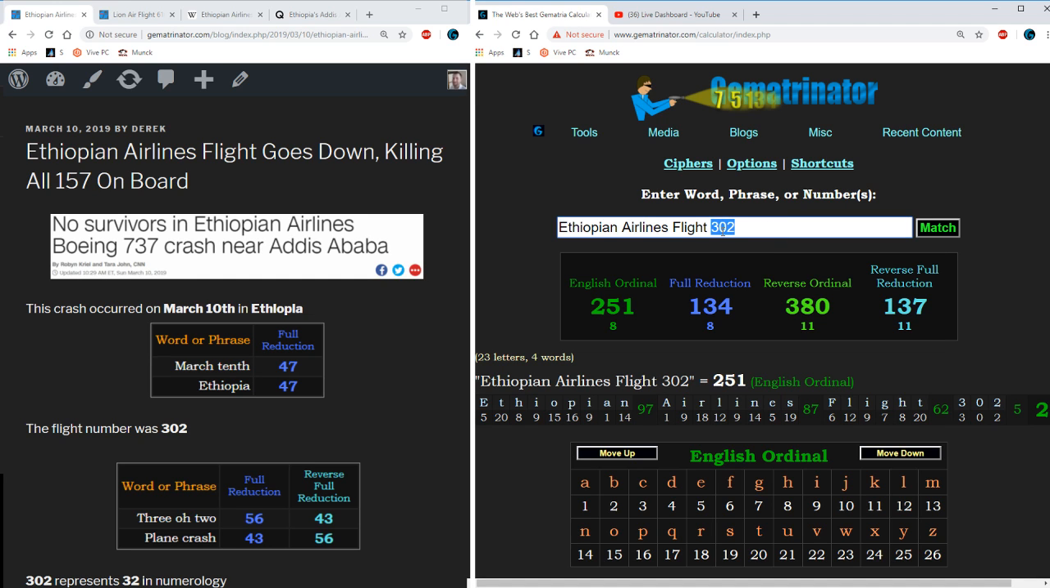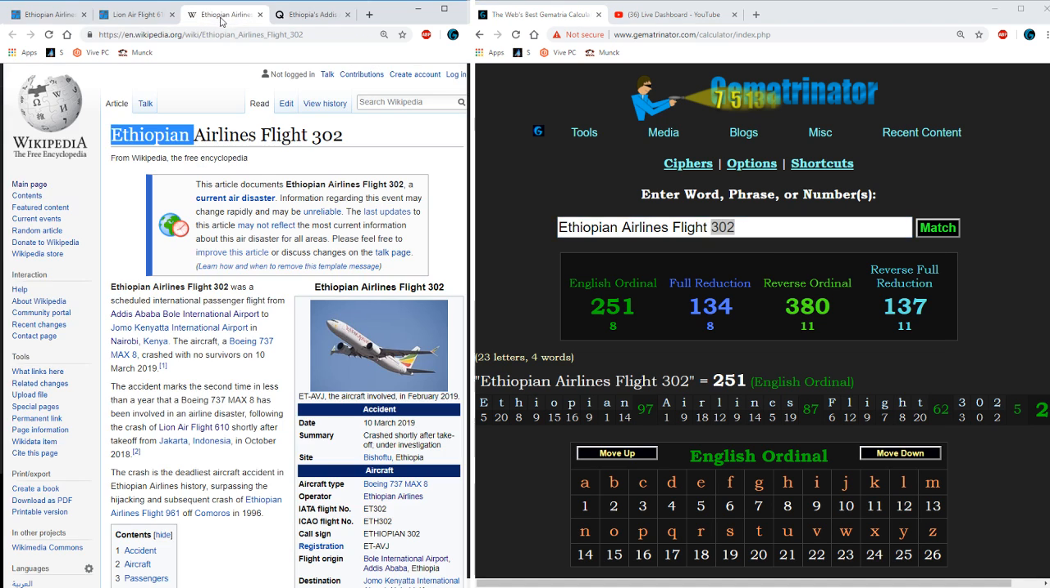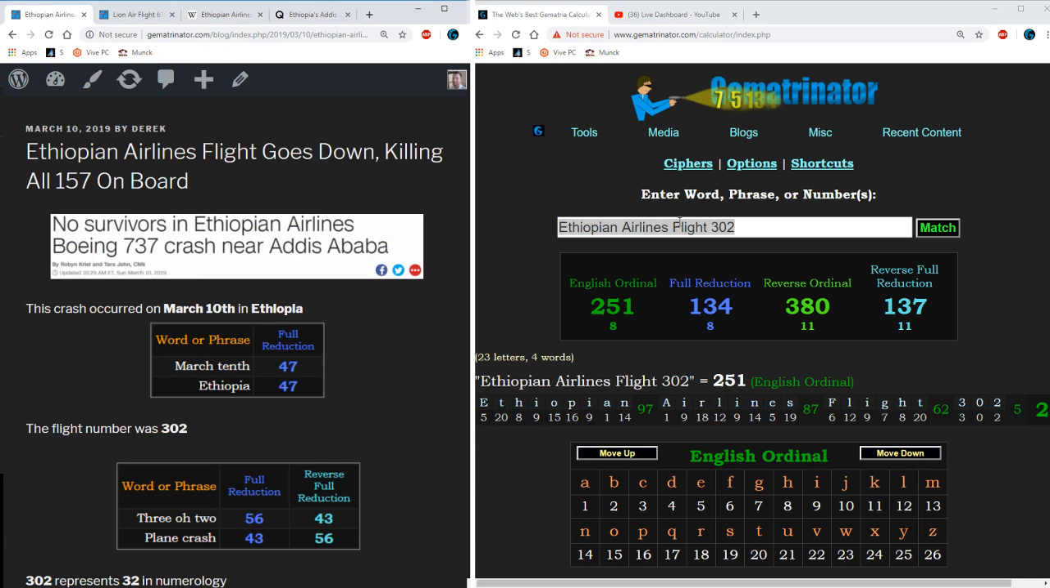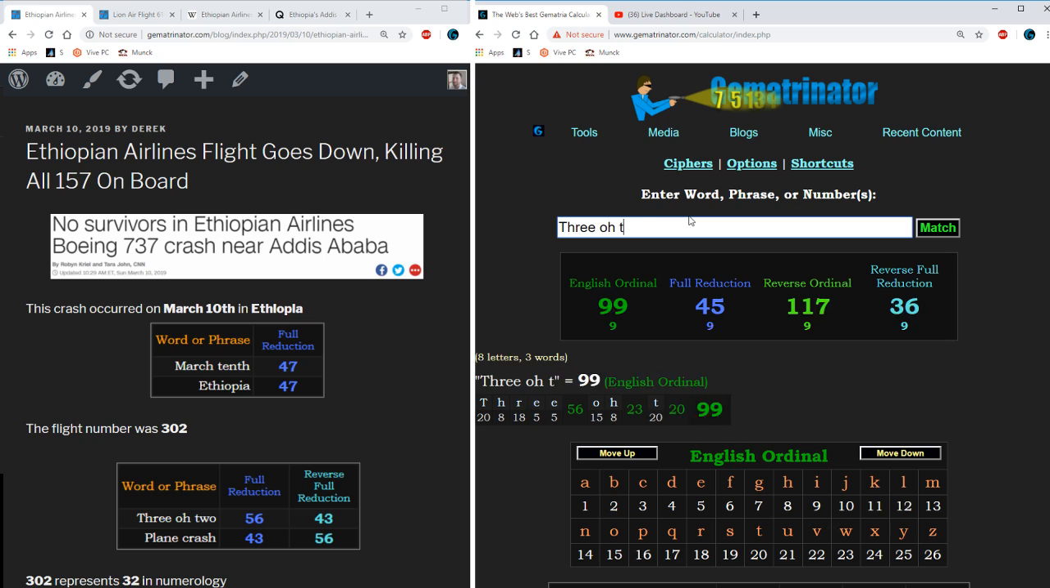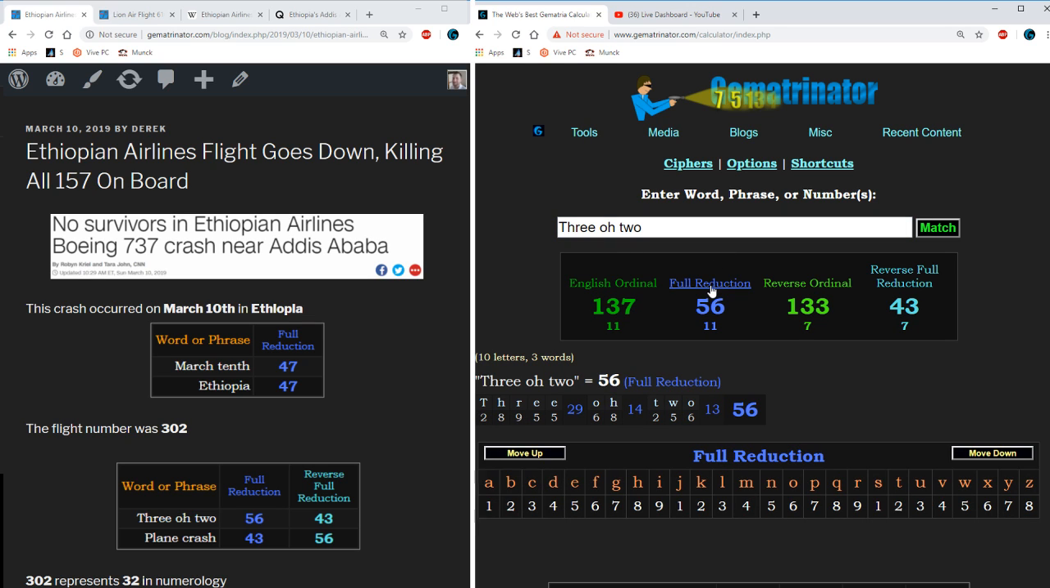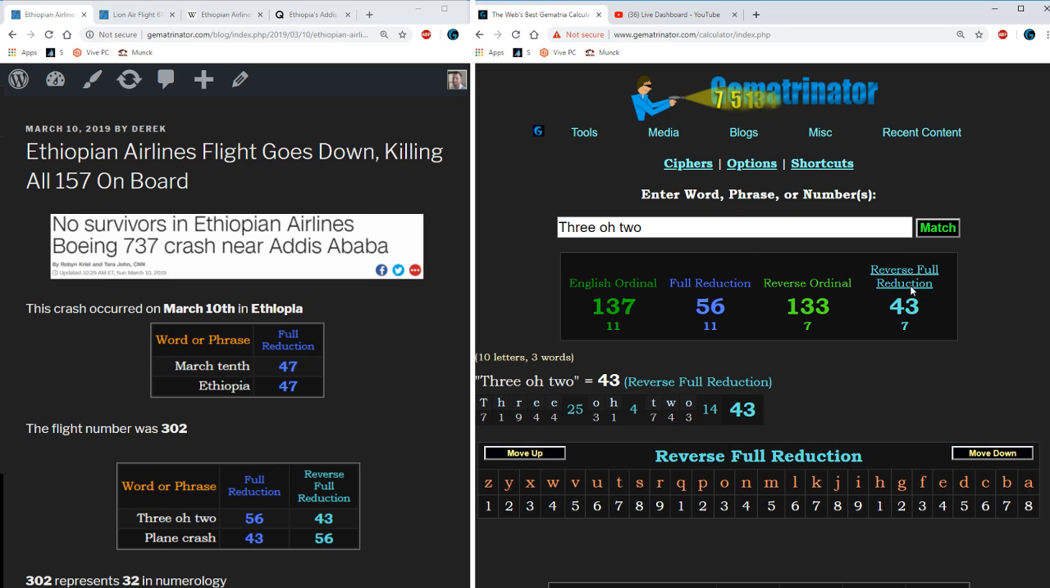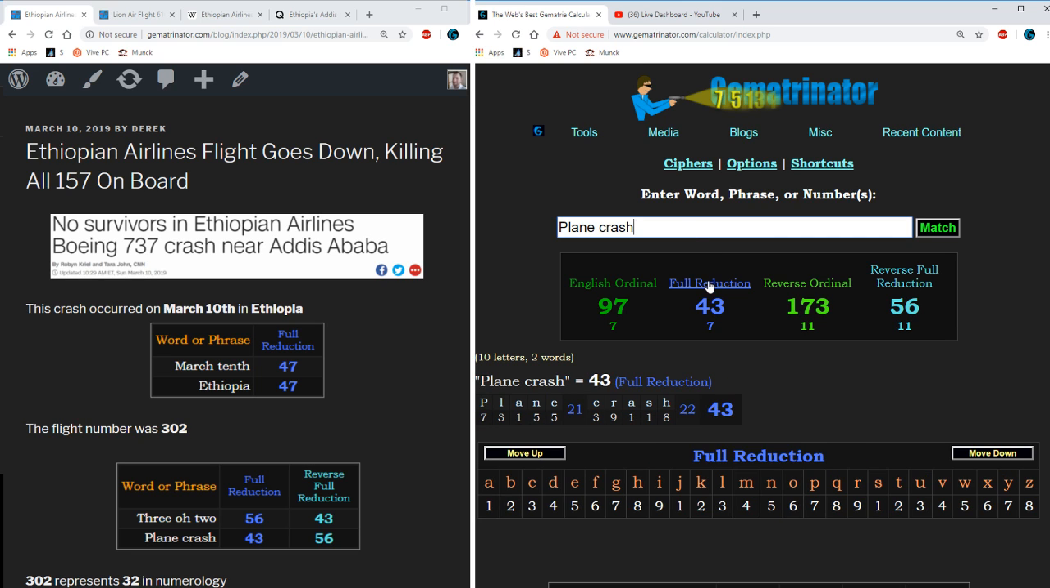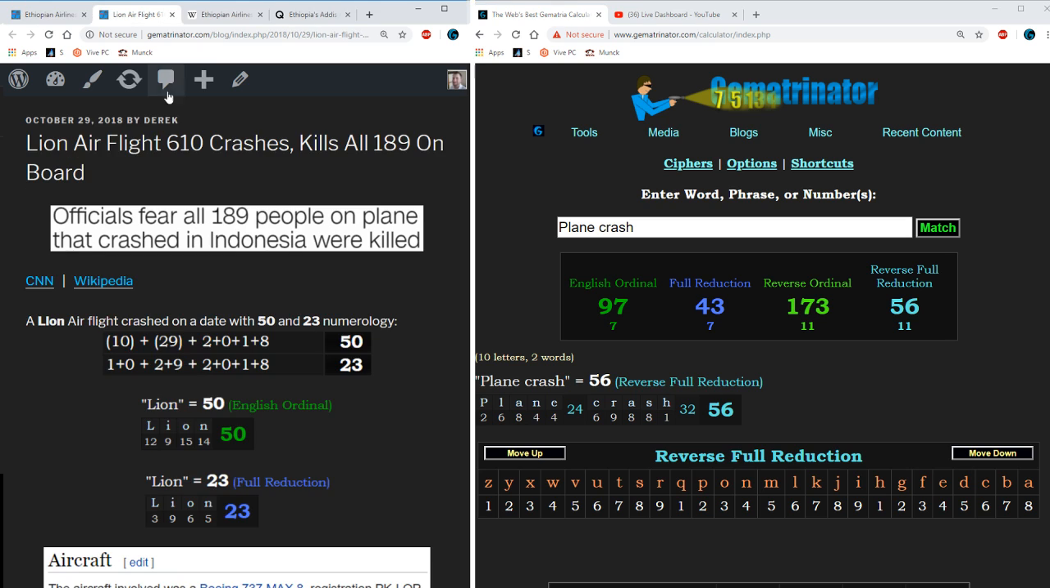So first, let's talk about the flight number, 302. When we write out 302 in Gematria, notice how we get a reduction value of 56 and 43 with the alphabetic order reversed. These are the same two values as plane crash. Plane crash sums to 43 and 56.